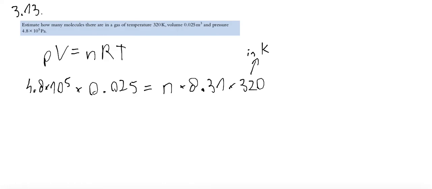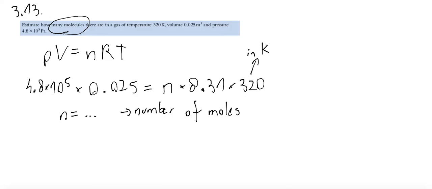So by using this expression, you can find n, the number of moles. The question is about the number of molecules, so how many molecules? The number of molecules is of course the number of moles times the Avogadro constant. The Avogadro constant is given, so you can multiply the number of moles times the Avogadro constant. Clear?